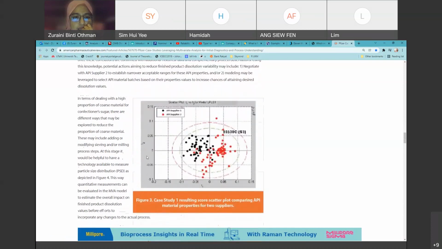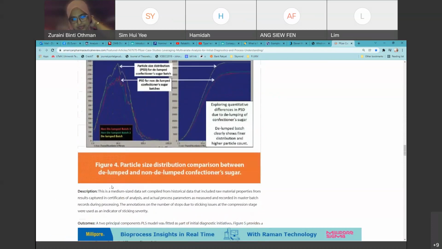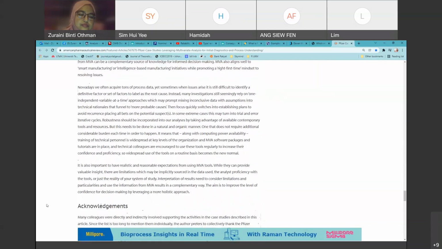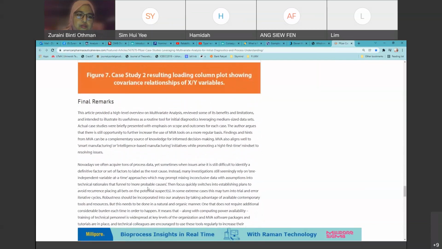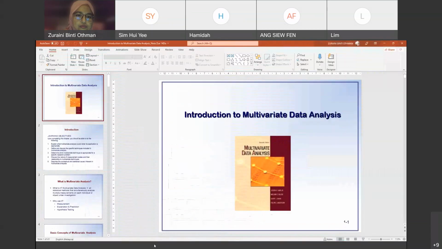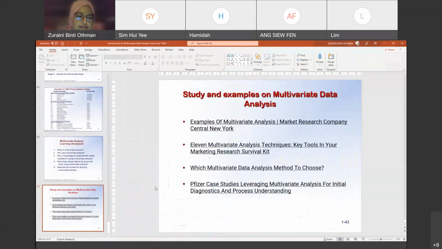Okay, you may see a lot of examples using multivariate analysis in research. This is the table, a score scatter plot comparing API metrics for two suppliers. You want to know whether they are far from one another or something. We want to measure. Okay, this is case study 2. Okay, that is the end of this chapter, looking at the examples just now.